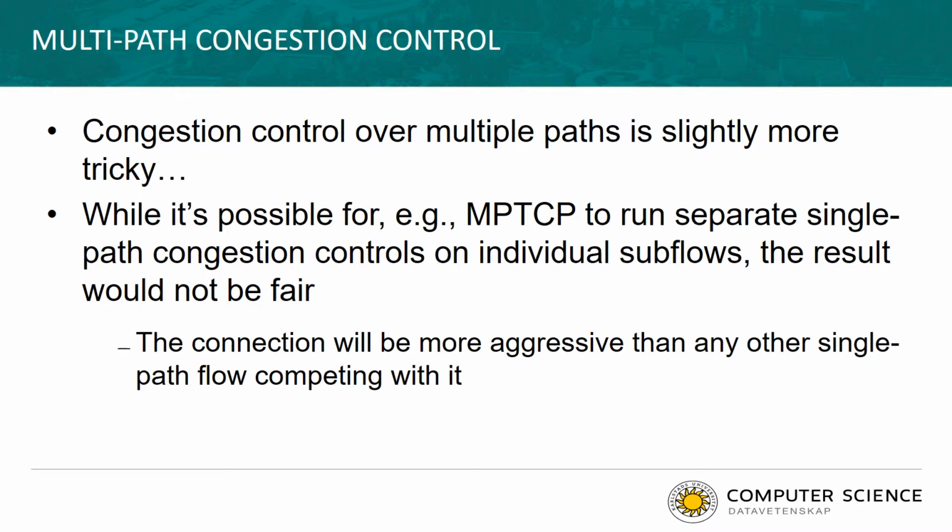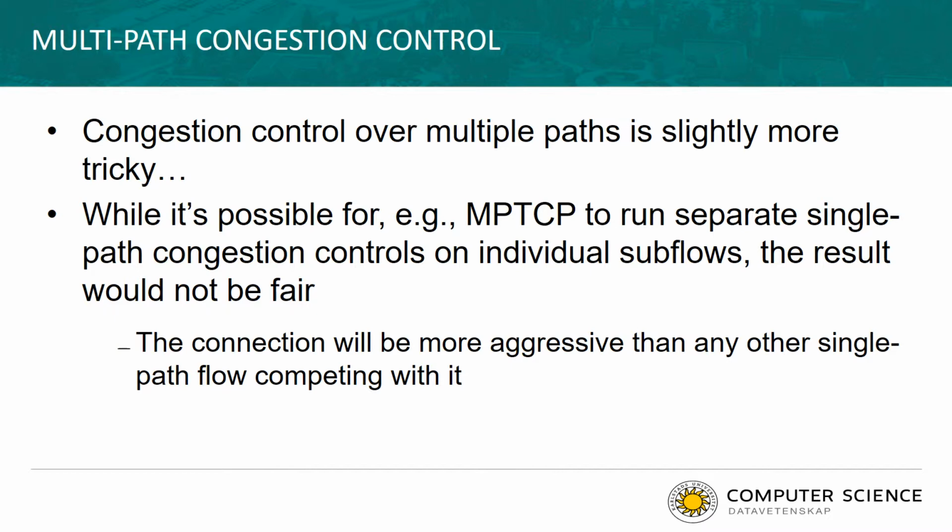So let us then move into the multipath context. So what is special about multipath congestion control? Well, if you have multiple paths to consider, congestion control gets slightly more tricky. It would of course be possible to just run a regular single path congestion control on each of your individual subflows. The problem with this is that it will not be fair to other flows in the network.